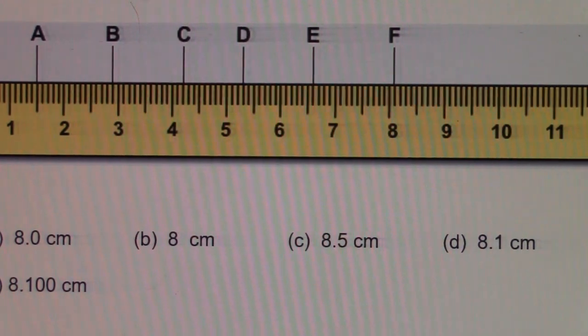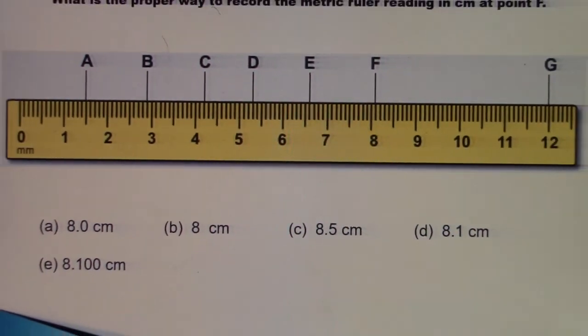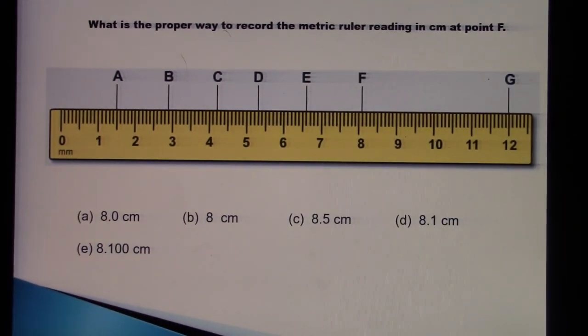Okay, so we know for sure it's going to be between 8 and 9, so we're going to estimate it. So what do you think the answer is for that one? Right, take a minute. If you guessed 8.1, you were correct. So 8, between 8 and 9, is for sure. The 0.1 is the estimated digit, so the answer is 8.1 centimeters.